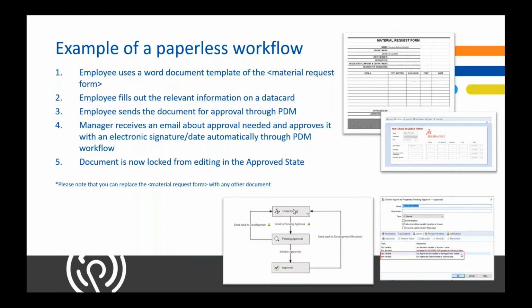The employee will send the document for approval through PDM. So it goes through the workflow, starts in under editing. The user sends it to pending approval for a manager to review it and approve it. The manager is going to receive an email. He's going to approve it, and electronic signature and date is automatically applied. And you can see that through here. This is the normal setup for that through the transition actions. And then when it gets to the approved state, it's locked from editing. And just please note that this material request form can be any form that you might want to integrate into PDM.